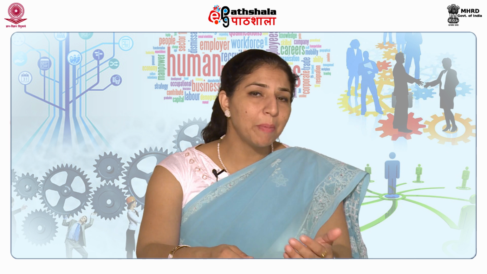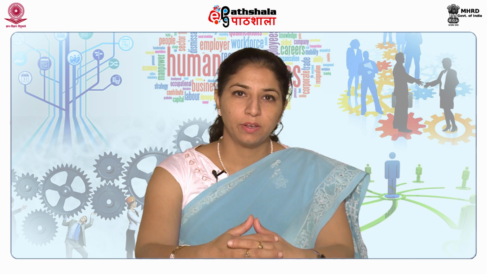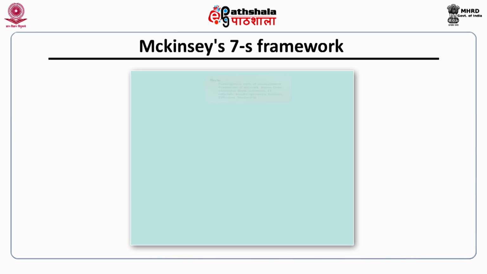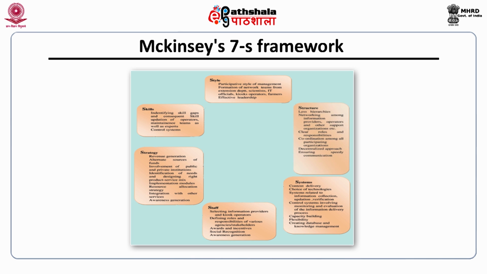Let us discuss McKinsey's 7S framework. In this framework, the components have certain functionality and management can control and integrate different components to form strong or weak cultures. Now let us see the 7S framework of McKinsey. McKinsey has given the 7S in which style, skill, strategy, staff, system, structure are integrated with the shared values.